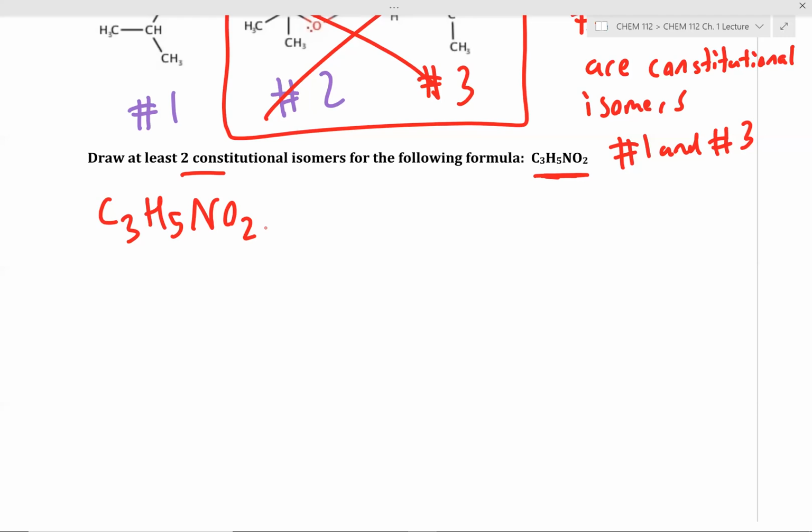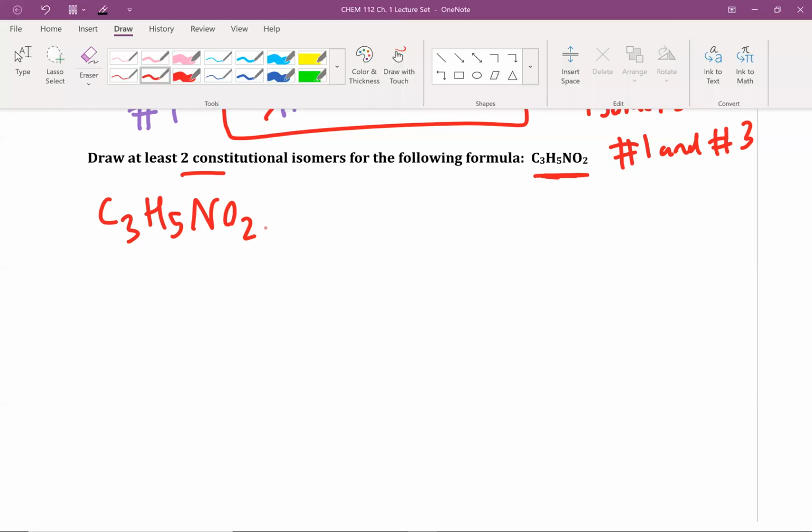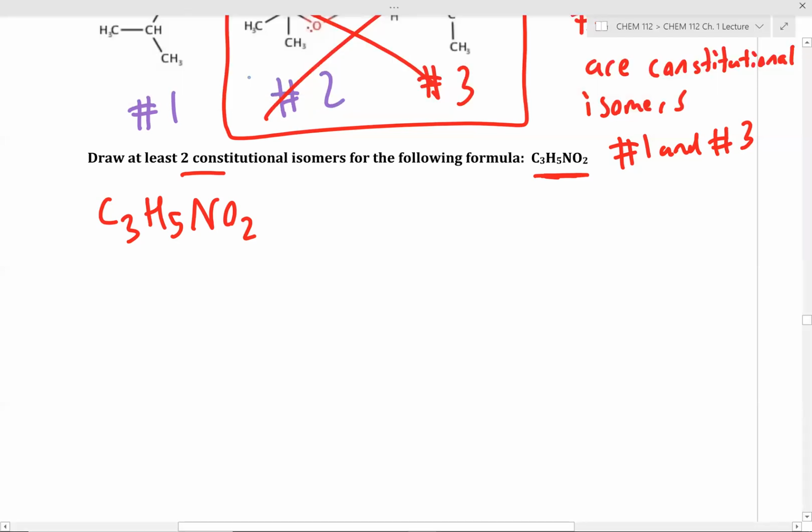So I saw a lot of reasonable answers so far, and I really encourage you, the main skill you want to develop quickly in this class is looking at a formula and being able to quickly write out a Lewis structure. So I'm going to follow the packaging approach. So C3H5. So that tells me I'm going to draw 3 carbons attached to each other, and I have 5 hydrogens to work with. Okay?